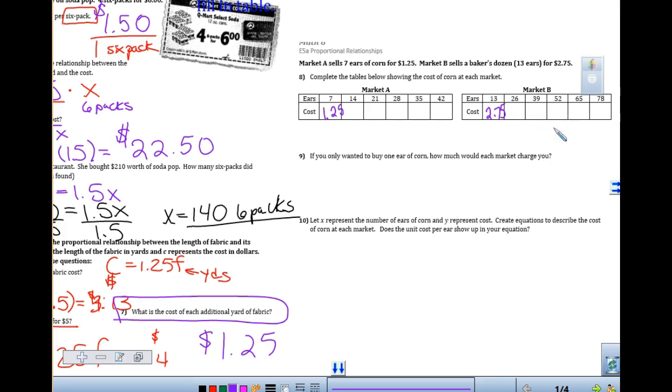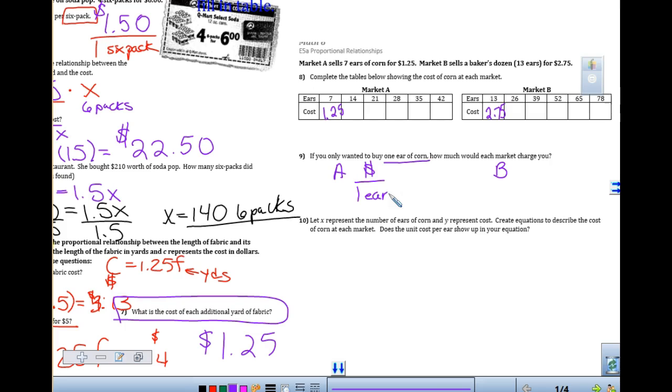Then it says, you want to buy only 1 ear of corn. How much would you charge at each market? So we got to do market A and we need to do market B. I'm finding the unit cost. Rashawn, how do I find the unit cost of 1 ear of corn at market A? What do you do, Rashawn? Doesn't matter if you had it done or not. How do I find the unit cost? I want to find the cost per 1 ear of corn.